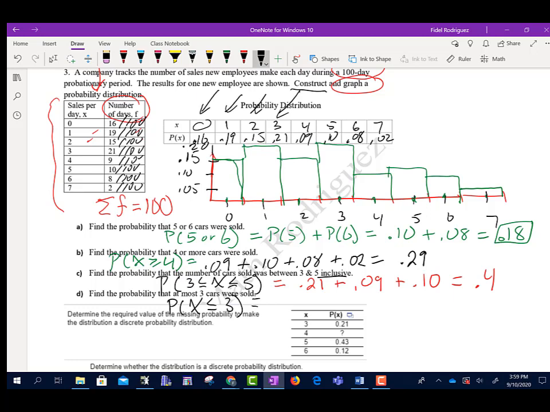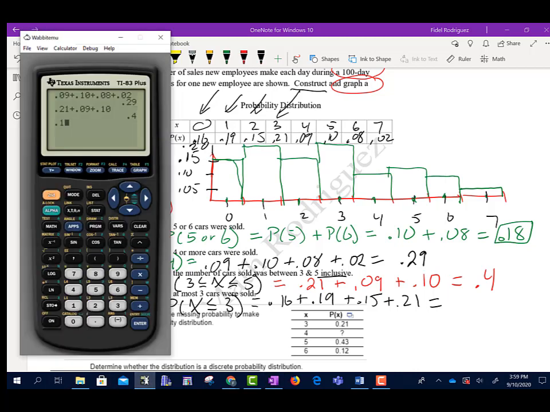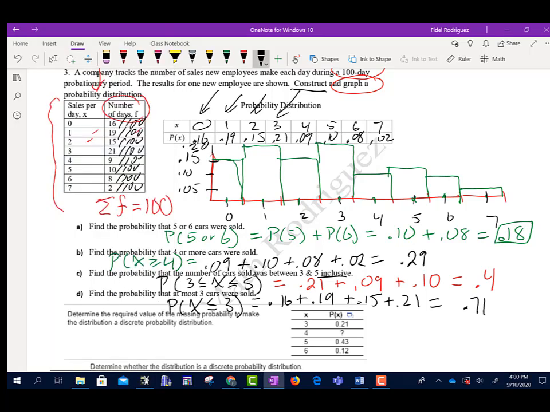Okay, so I'll start off at 0, which is 0.16, 0.19, 0.15, and 0.21. Okay. And again, let me grab my calculator and add those numbers together. 0.16 plus 0.19 plus 0.15 plus 0.21 equals, okay, so 0.71. And so we got the answers for our first 4 parts of that one question, right?